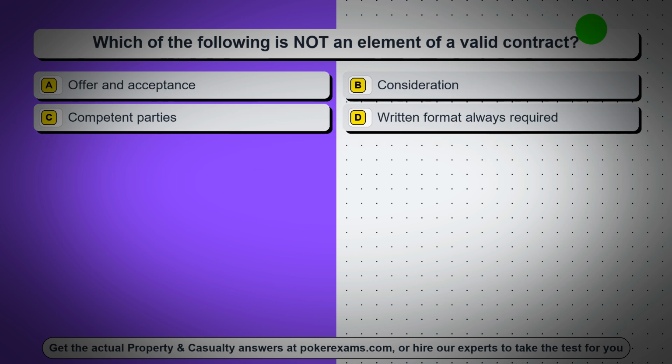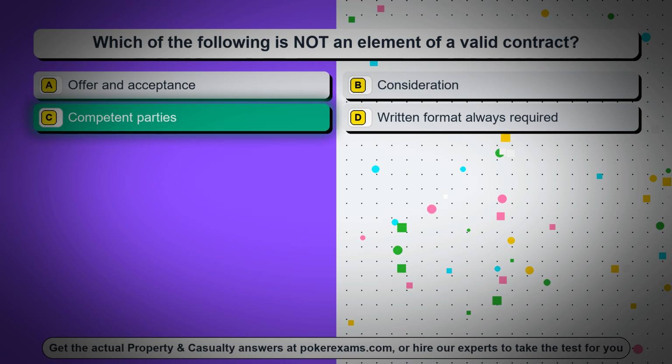Question 89. Which of the following is not an element of a valid contract? Option A, offer and acceptance. Option B, consideration. Option C, competent parties. Option D, written format always required. The correct answer is option C, competent parties.